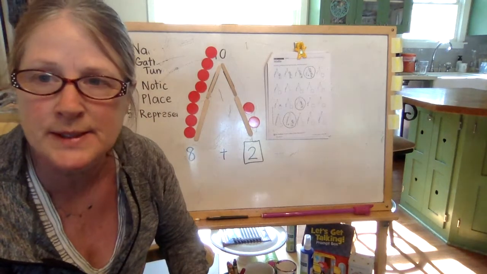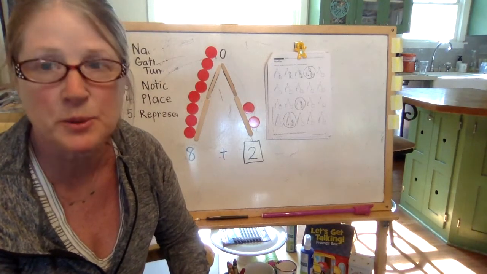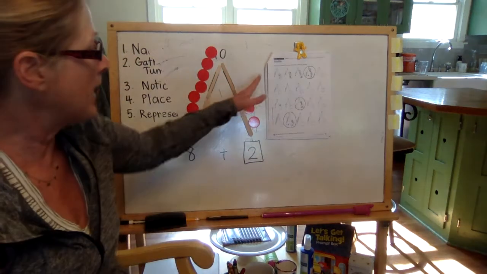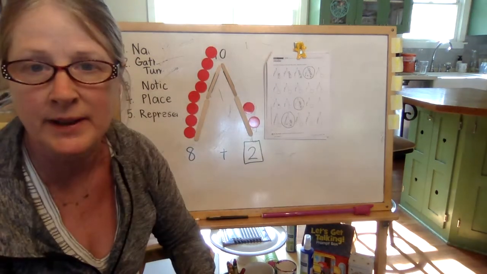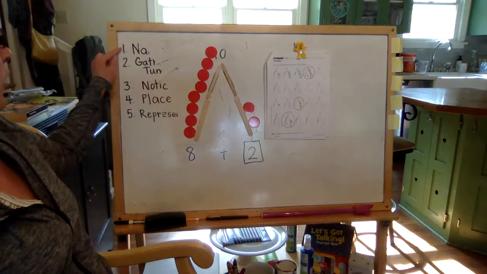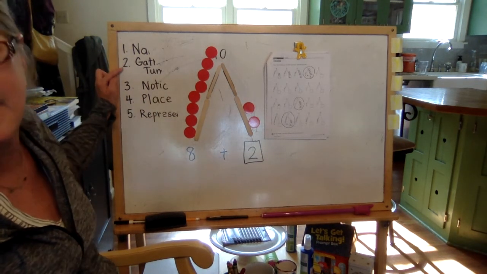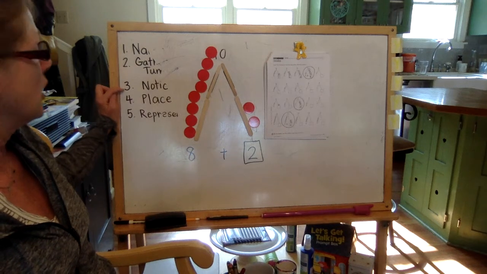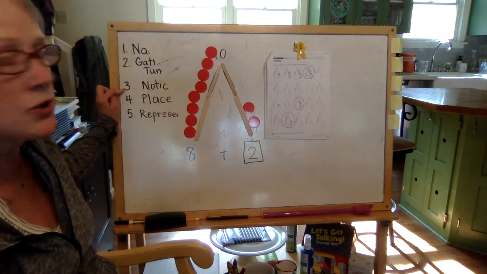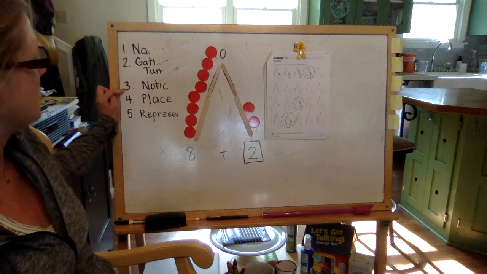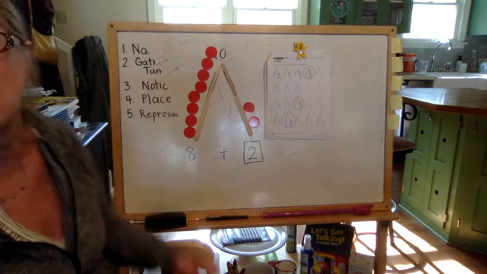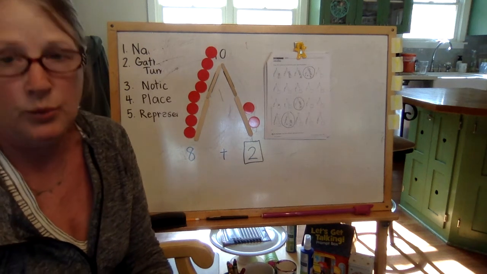Okay, boys and girls, it's your turn to practice. Find your math packet, page 5-11, and go through this process. Name the math mountain. Gather your tiny tumblers. Notice how many are going to the left. All the others must go to the right. And then represent the story.